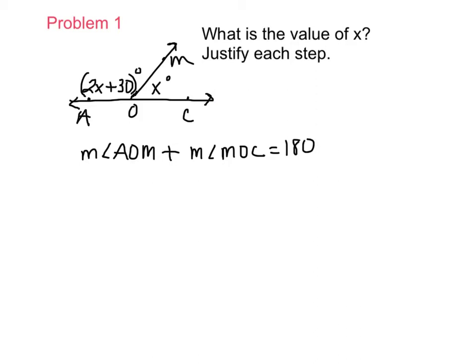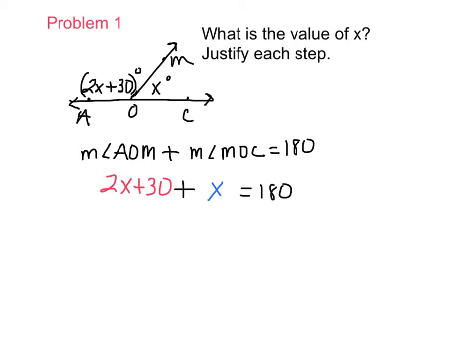Now, you have two options to do this. You can either do the work and then the justification, or just solve it all first and then write down the reasons. So the first thing I'm going to do is just go through and solve it. I'm going to substitute in what AOM is. The measure of angle AOM is 2x plus 30. The measure of angle MOC is x, and we know that equals 180.